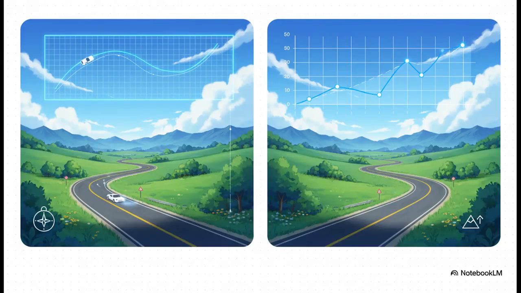Engineers think about this in 2 main ways. You've got horizontal alignment, which is basically the road's path from a bird's eye view, all the straight parts and the curves. Then you've got vertical alignment.